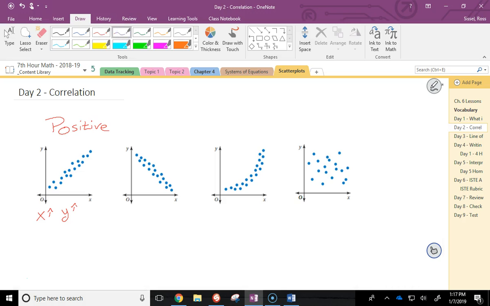So if that one's positive, what would be the second one? Okay, Alejandra? Negative. This one is what we are going to call a negative correlation. The reason it's a negative correlation is when x increases, y is decreasing.